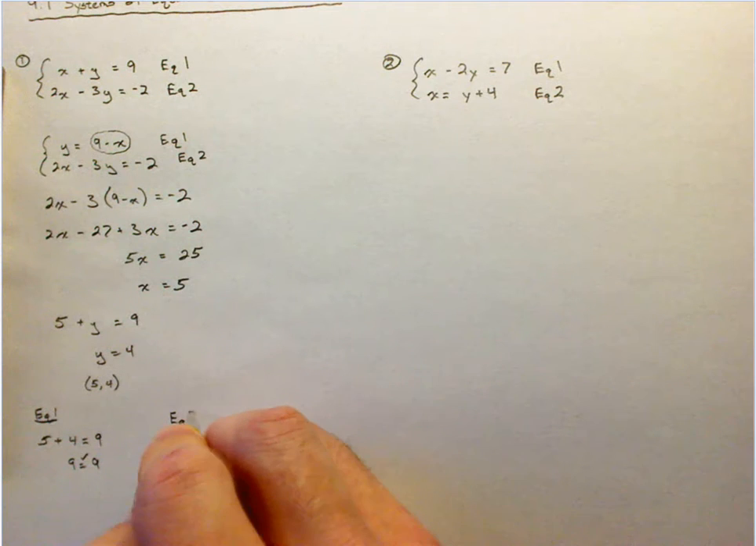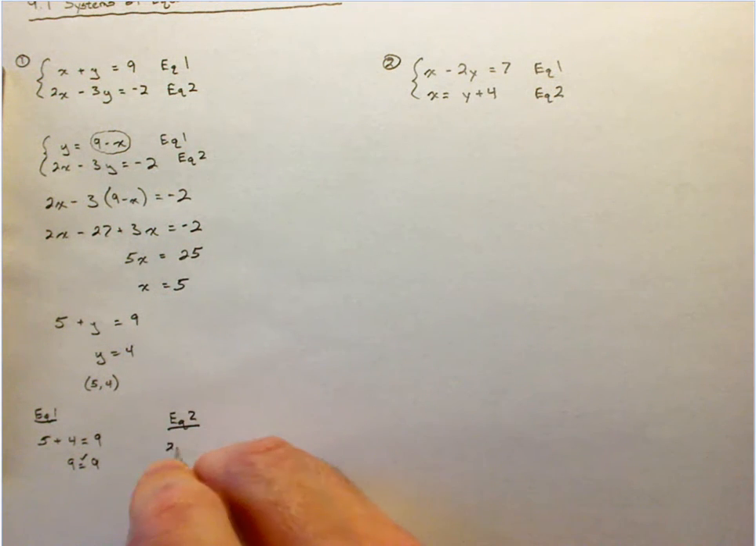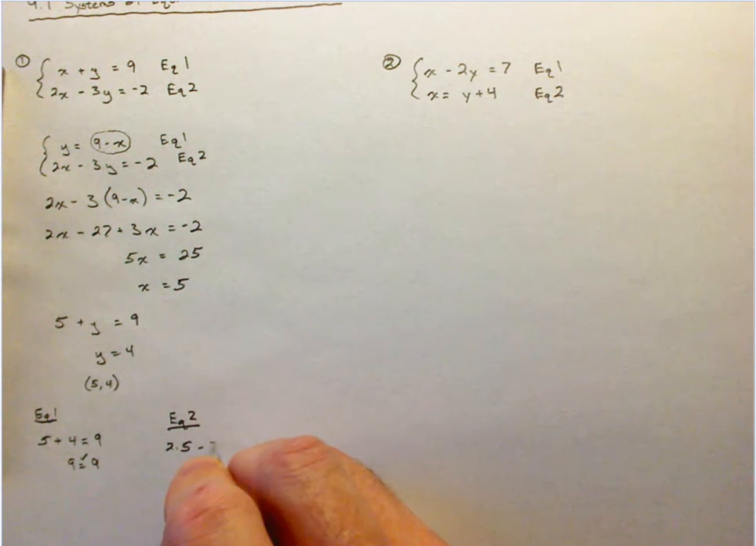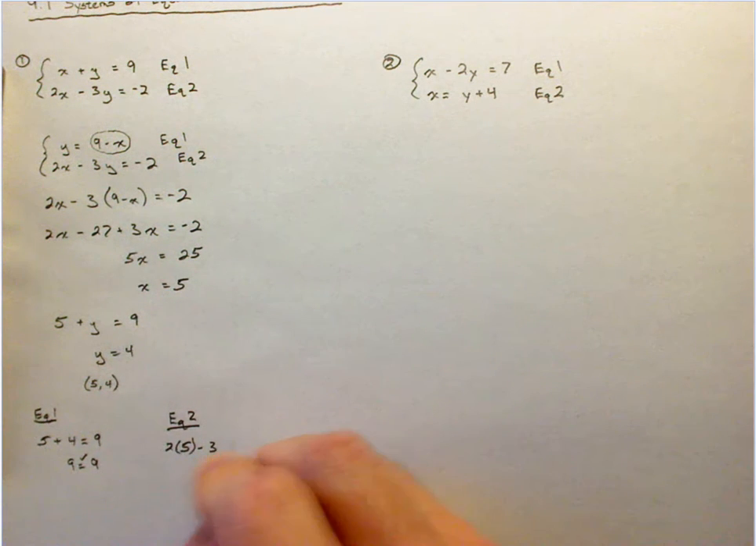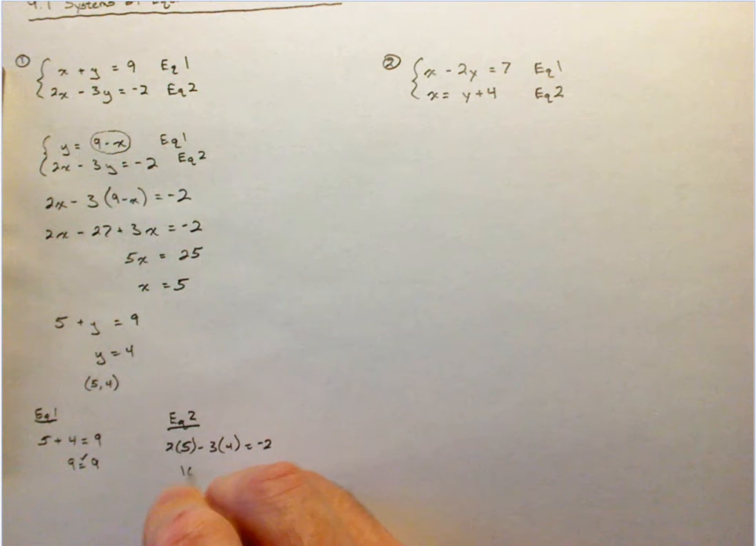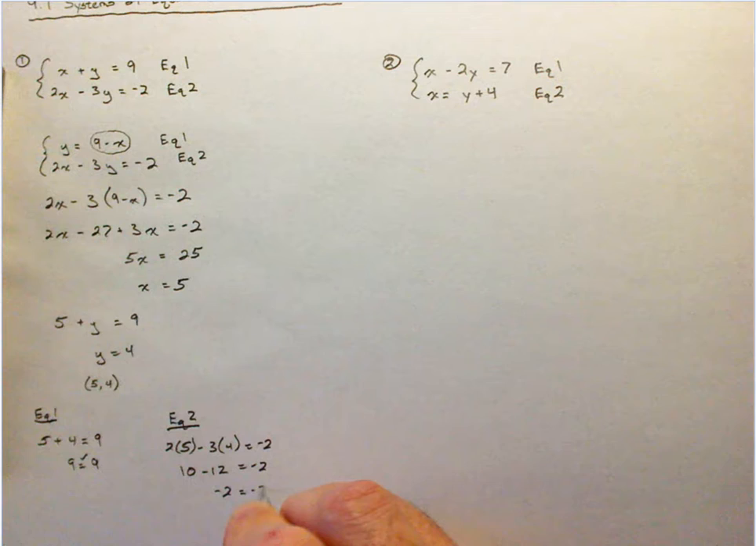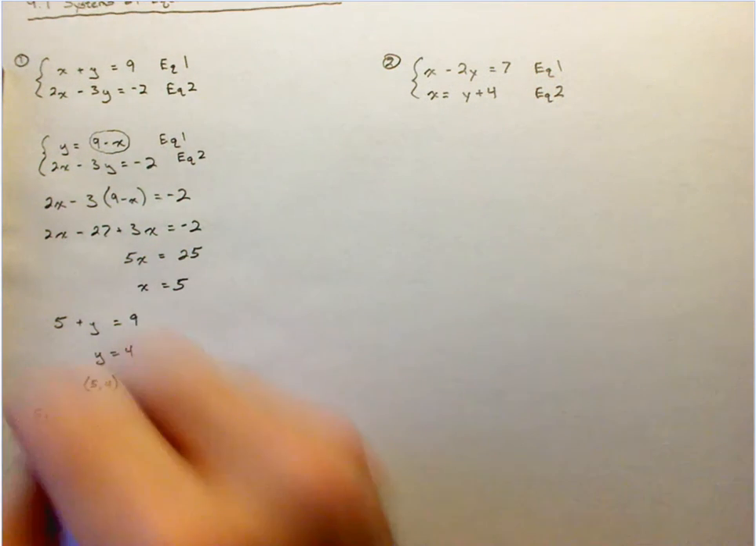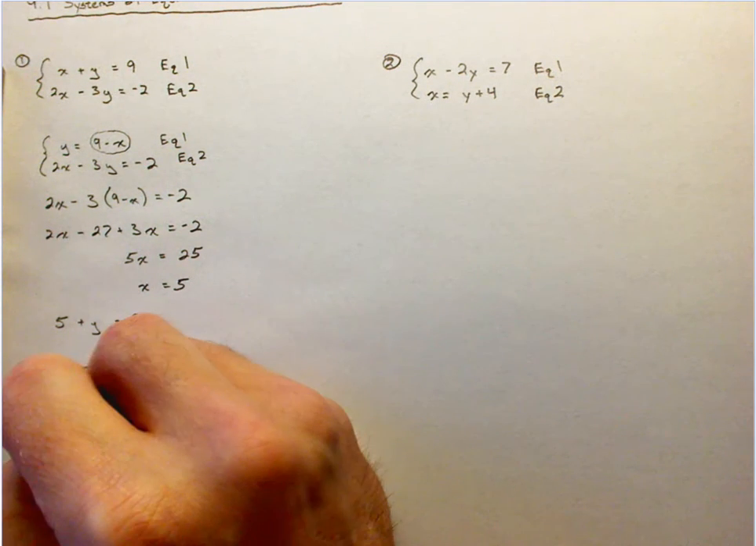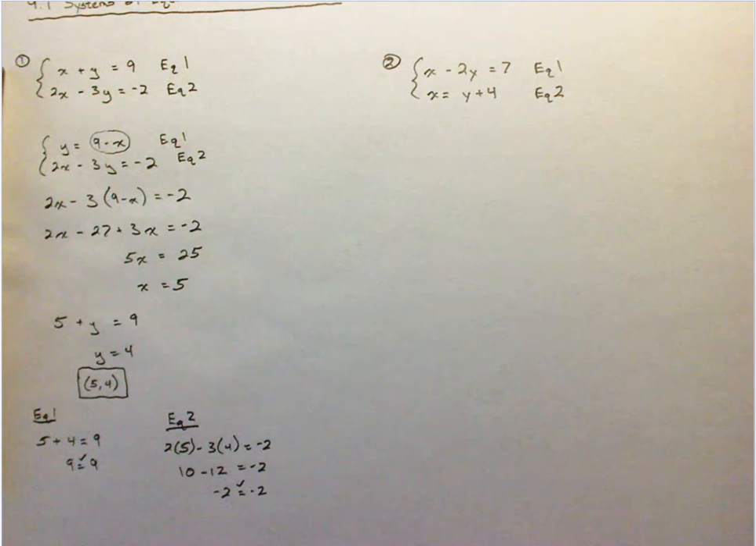For equation 2, 2 times 5 minus 3, I'll do parentheses, 3 times 4 equals a negative 2. That's 10 minus 12. A negative 2 equals a negative 2. This is my solution. Alright, example number 2. If you need to, pause the video. If you messed that one up and you need to rework it, go ahead and pause it.